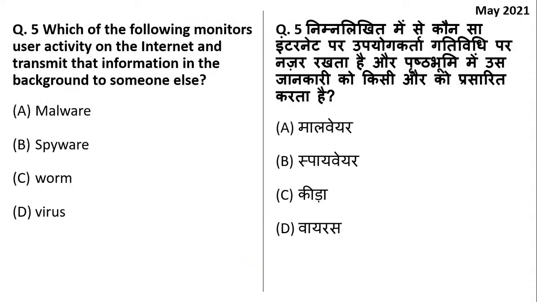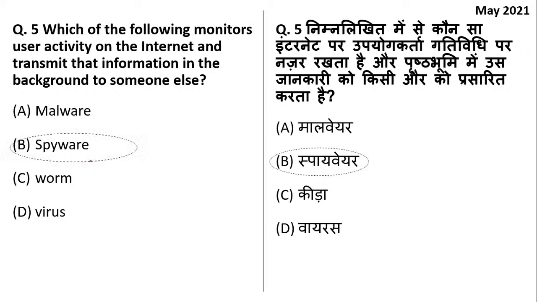Next, which of the following monitors user activity on the internet and transmits that information into the background to someone else? That is malware, spyware, worm, or virus. What is it? It reads whatever you are doing on the internet, like if you are sending some email or if you are searching something on the internet, and that information it is giving to someone else. So that is done by spyware. The right answer is option B.